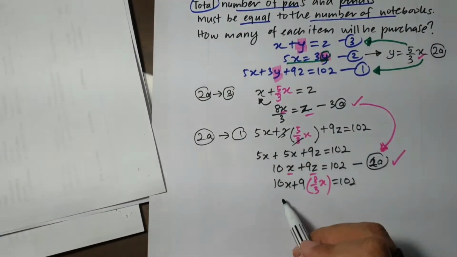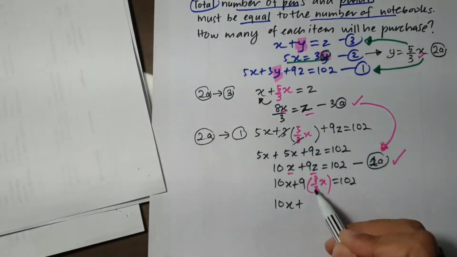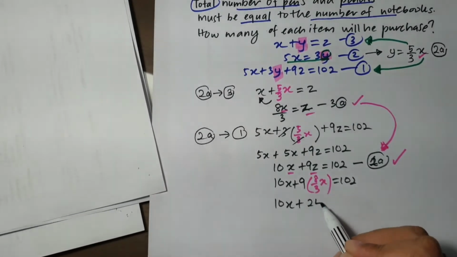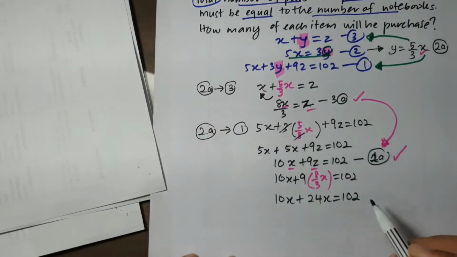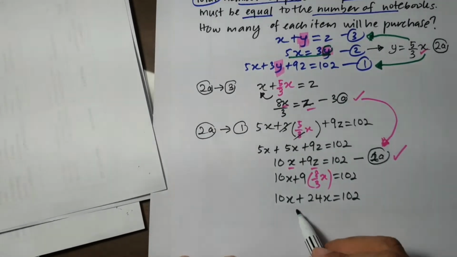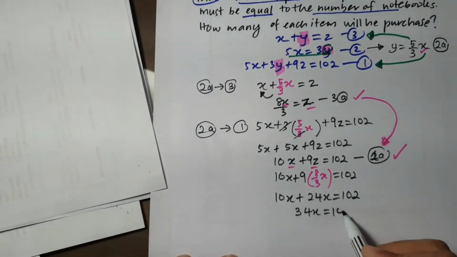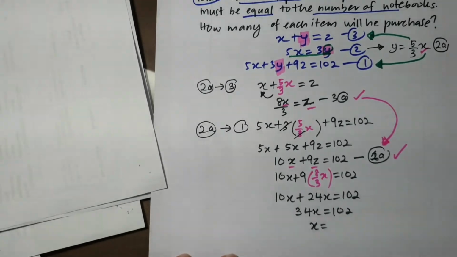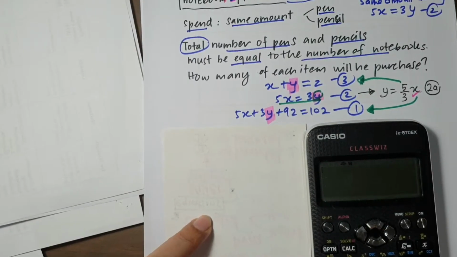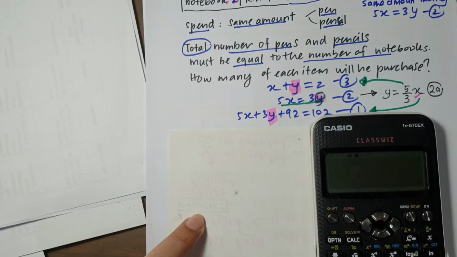Okay, this one cancel, 3, 24. Okay, this one can solve, 34x equal 102. X is, okay, before that, let's use the calculator to check your answer.